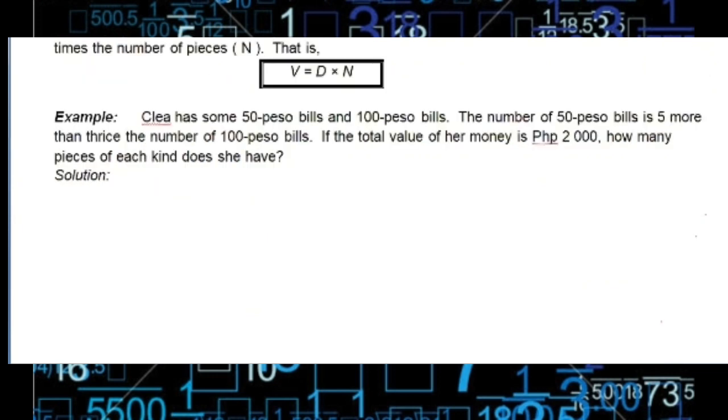Clea has some 50 peso bills and 100 peso bills. The number of 50 peso bills is 5 more than thrice the number of 100 peso bills. If the total value of the money is 2,000 pesos, how many pieces of each kind does she have? I will explain in Tagalog.